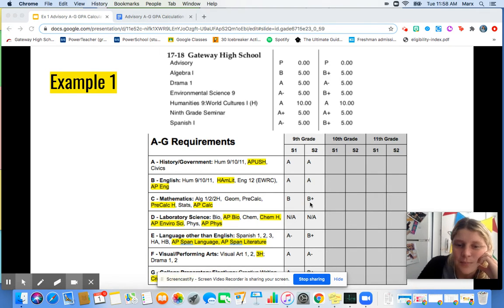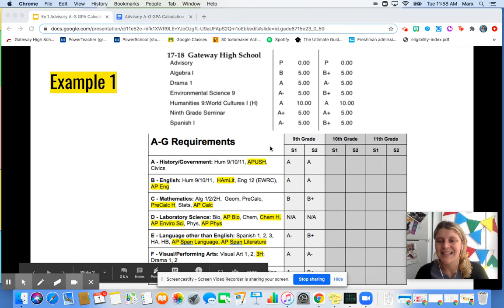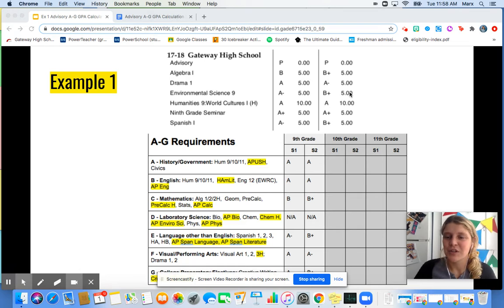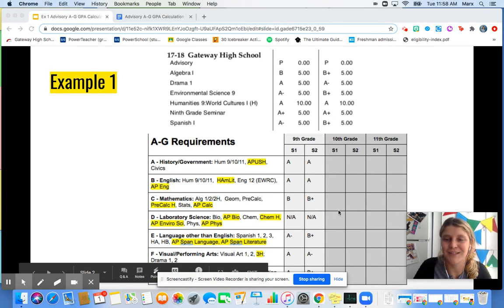Then you see their math grade, B and B+. They didn't have a science grade in 9th grade. If you went to Gateway since 9th grade, you also will not have a science class in 9th grade. Their Spanish grade was A-, B+. Their visual performing arts grade from Drama 1, A and A-. And then their G elective was environmental science. Environmental science is actually considered an elective and not a science, and they got an A- and a B+. So for most of you, if you went to Gateway starting in 9th grade, you're not going to have a science in 9th grade. You're going to have a G elective instead, okay?